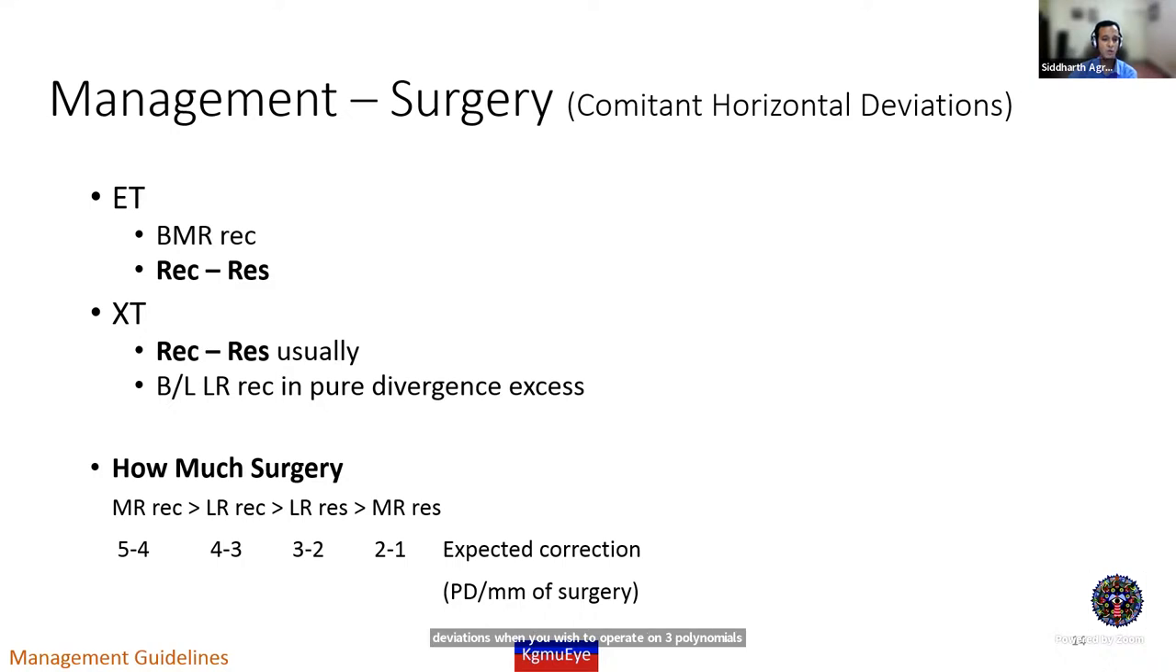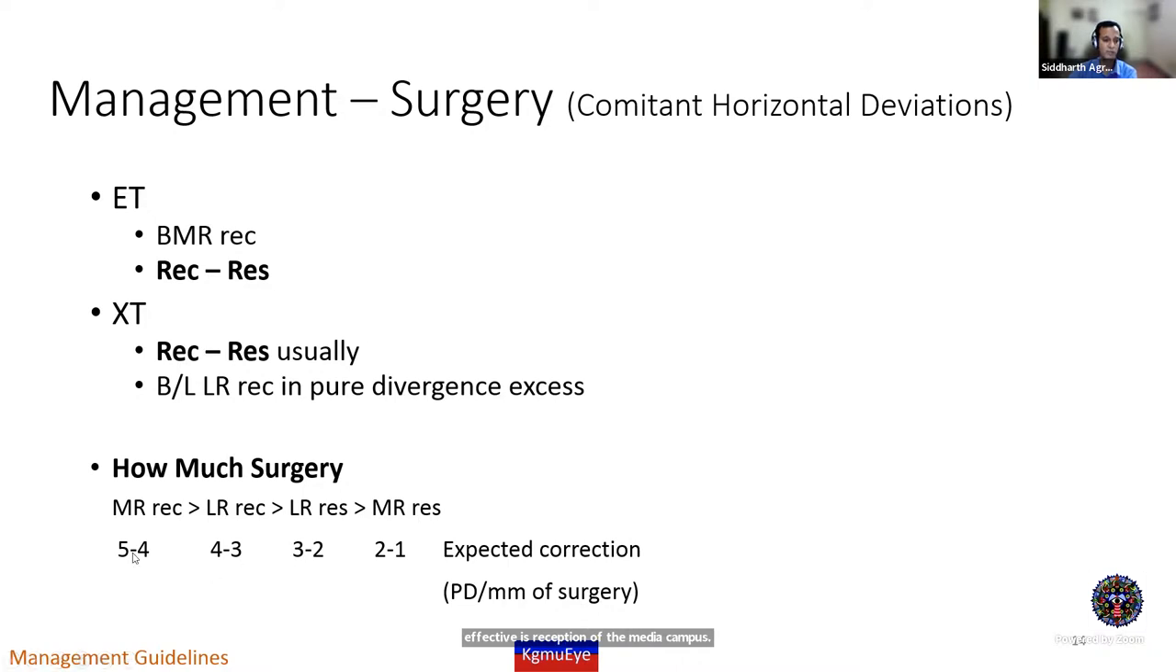Now the next is, how much surgery should be performed? I have placed a simple nomogram here based on various studies, and this is the expected correction in prism diopters per millimeter of surgery on the horizontal rectus. You can see that medial rectus recession is the most effective surgery, followed by recession of the lateral rectus, and the least effective is resection of the medial rectus.